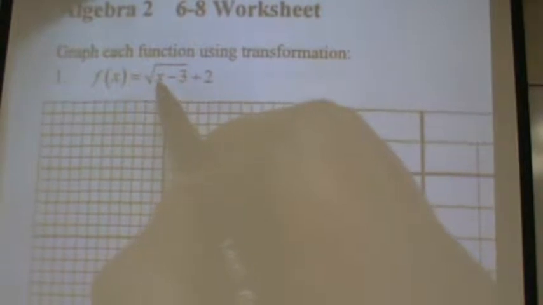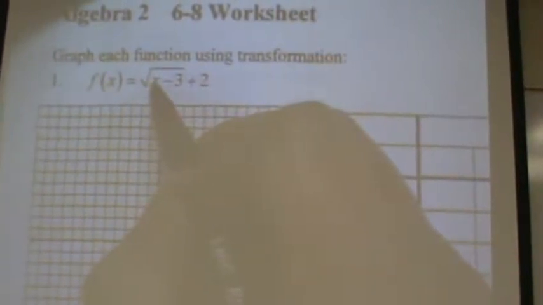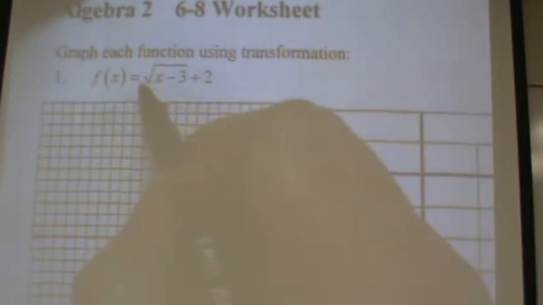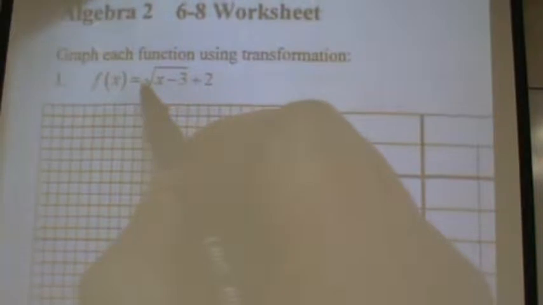All right, checking this one out. This is a fairly simple one because there is no number in front of x, so you don't have to multiply the x values by anything. And there's no number in front here, so you don't have to multiply the y value by anything. So what you're gonna simply do, there's two transformations.